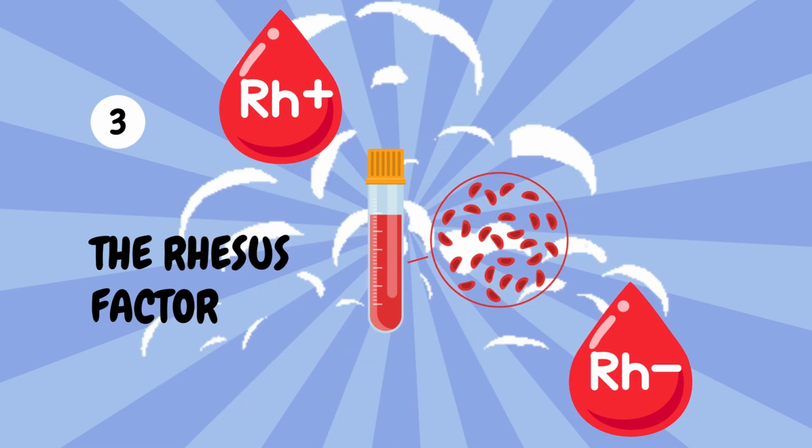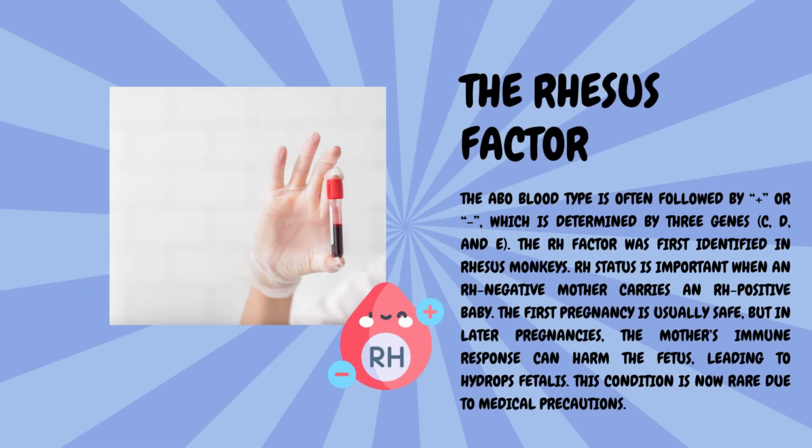Now on to the rhesus factor. The ABO blood type is often followed by positive or negative, which is determined by three genes, C, D, and E. The rhesus factor was first identified in the rhesus monkey. Rhesus status is important when a rhesus negative mother carries a rhesus positive baby. The first pregnancy is usually safe, but in later pregnancies, the mother's immune response can harm the fetus, leading to hydrops fetalis. This condition is now rare due to medical precautions.